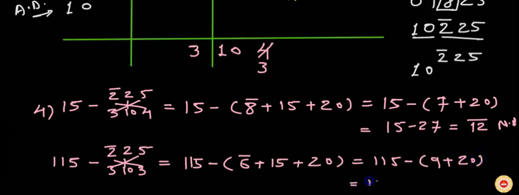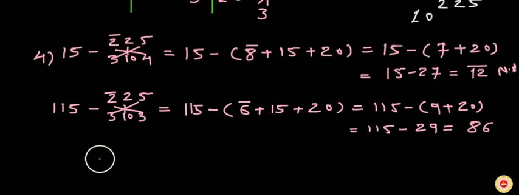20. That means 115 minus 29, which is equal to 86. 115 minus 29 is equal to 86. 86 is the net dividend. Now let us divide 86.